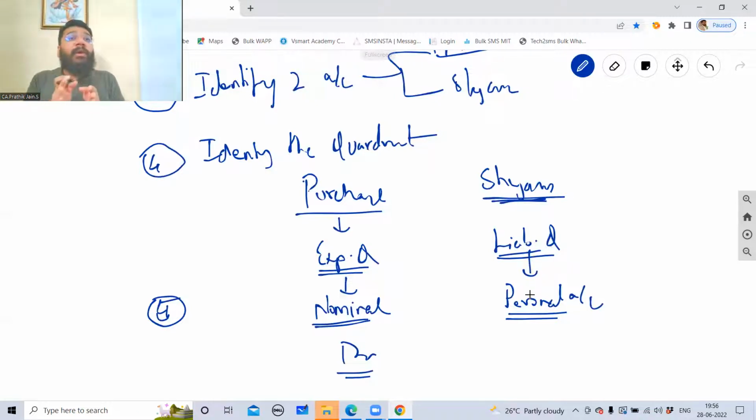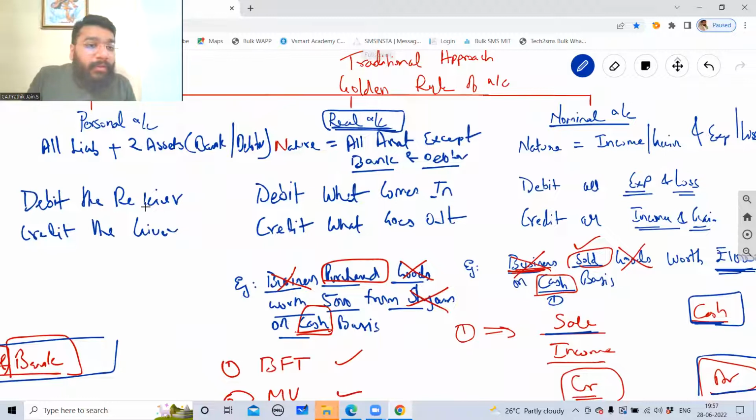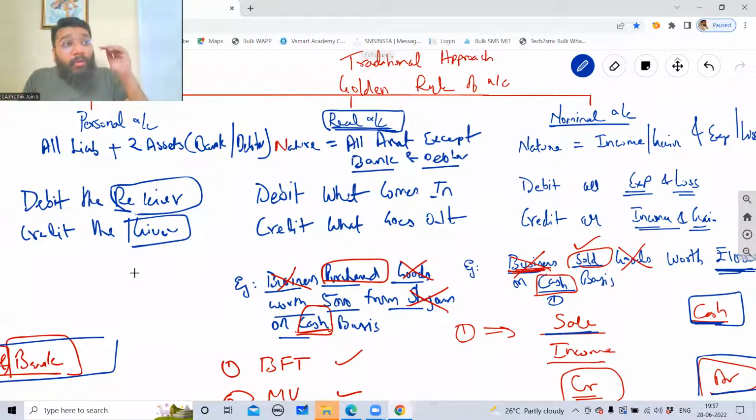Business point of view. Don't get confused: when I talk about receiver, we are not talking about the business being the receiver. We are not talking about the business being the giver. We are talking from the opposite point of view. From the business point of view, the opposite person is receiving or giving. So for the business, can I say Sham is the opposite person? Is he the receiver or giver? Giver. So he's the giver. Credit the giver. So Sham will be credited.